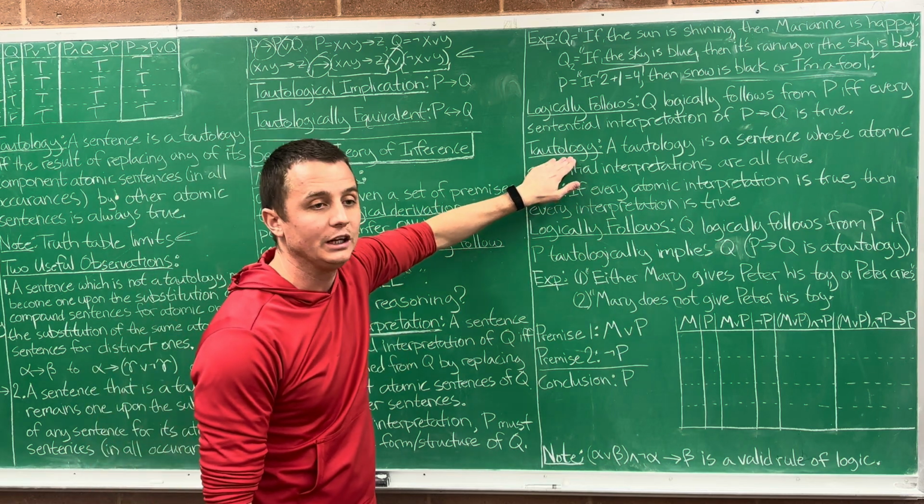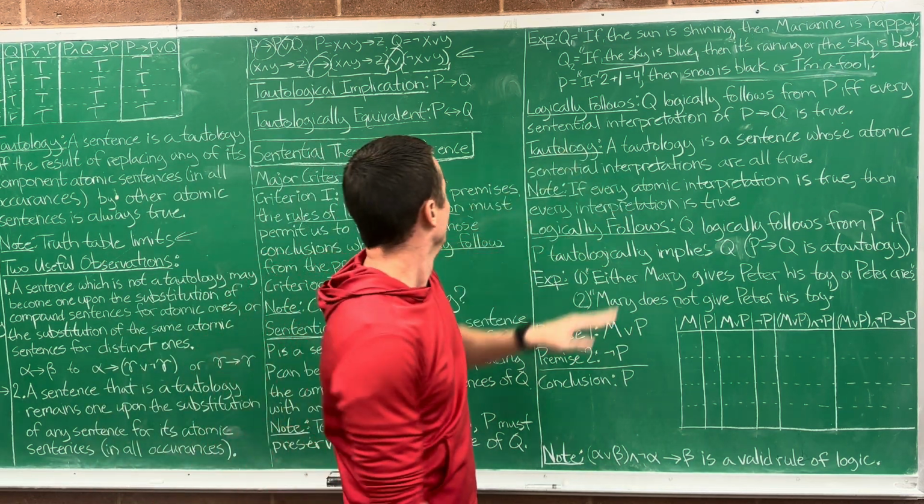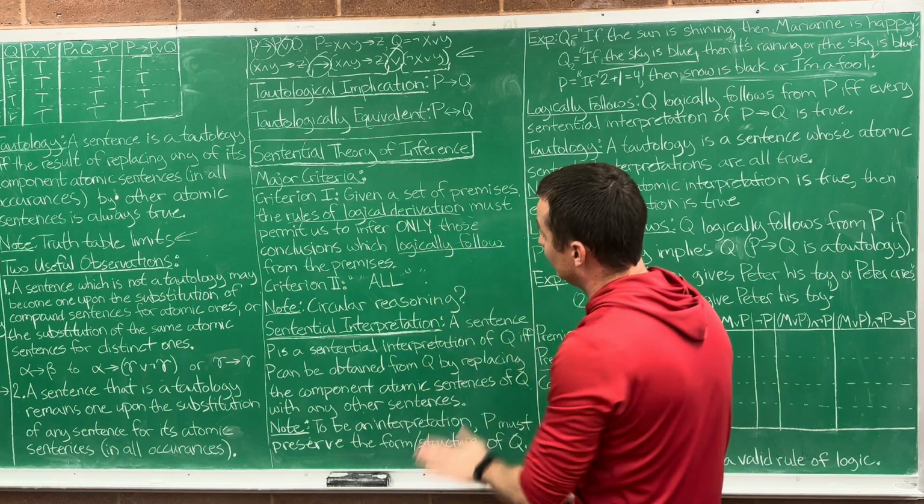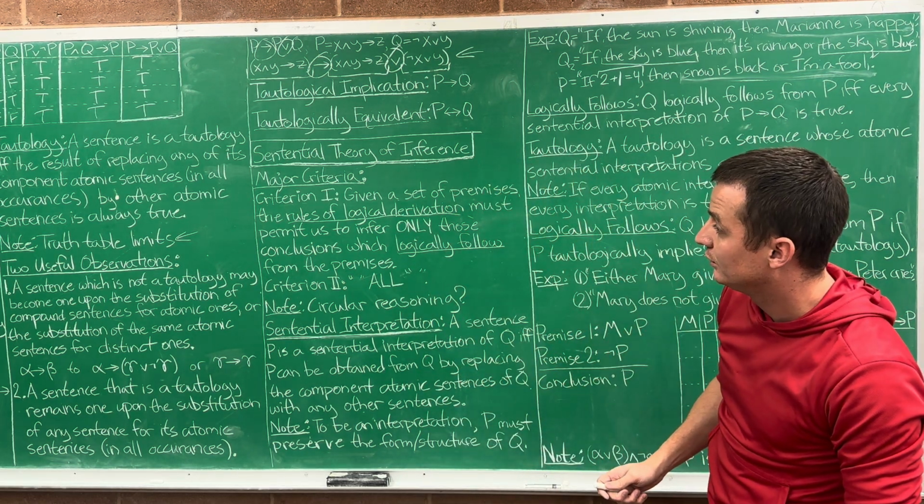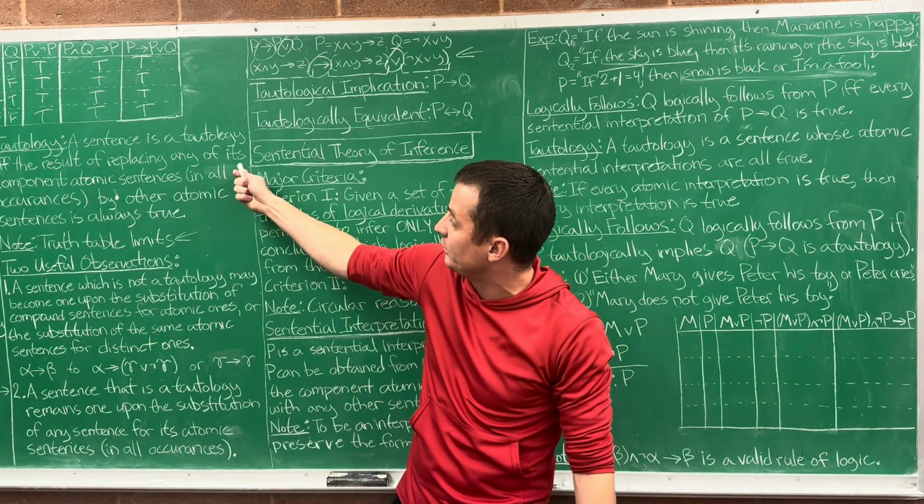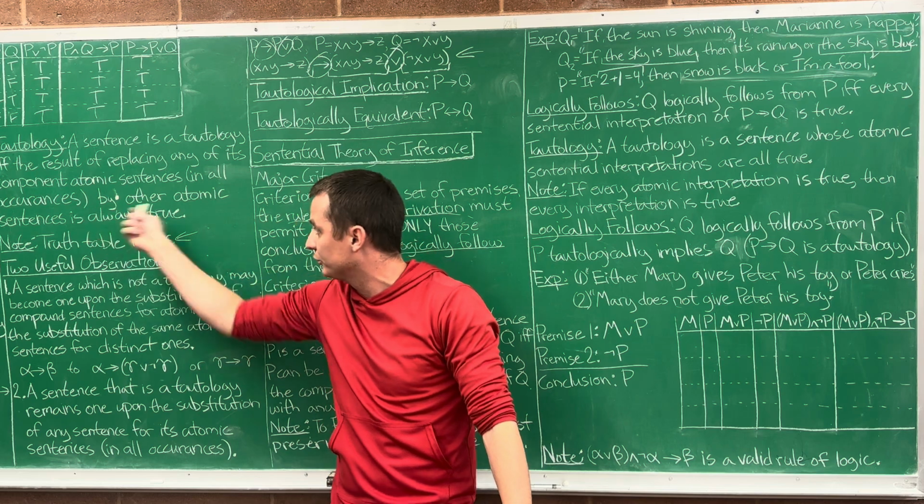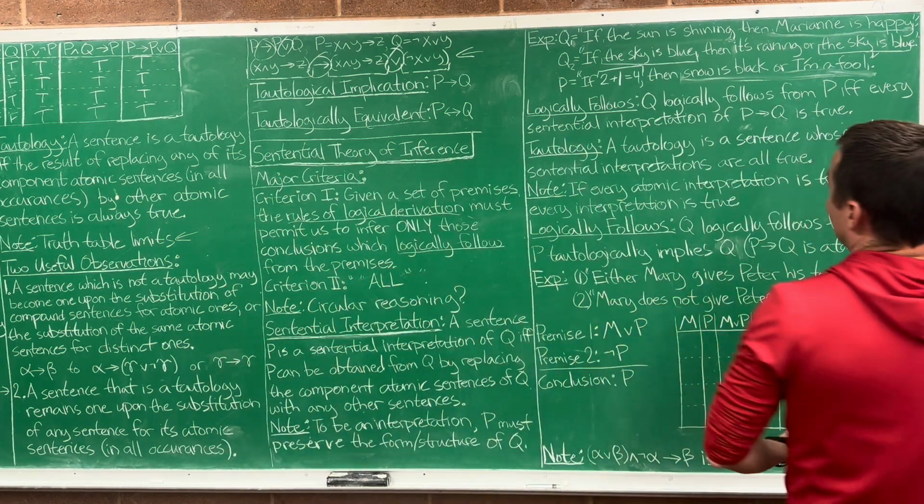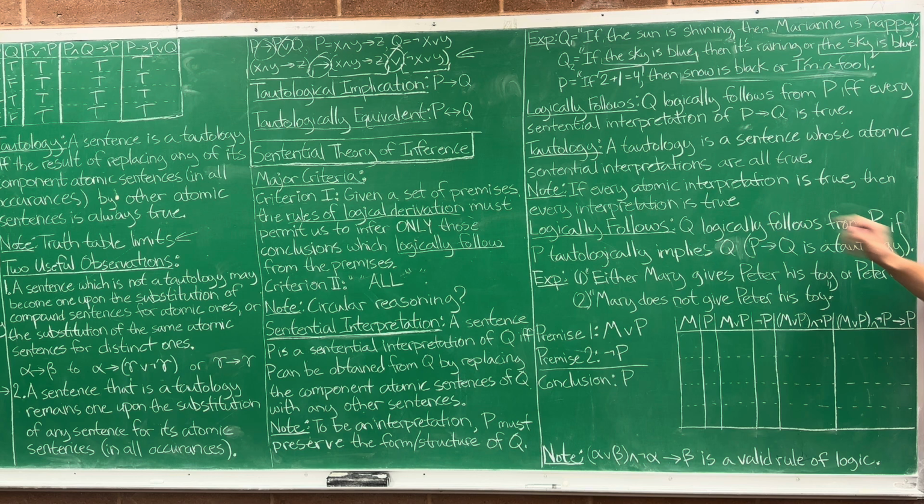So now, a logically equivalent way to state what a tautology is. We had our tautology stated over here, off the board. A sentence is a tautology if and only if the result of replacing any of its component atomic sentences in all occurrences by other atomic sentences is always true. A logically equivalent way of saying the exact same thing: a tautology is a sentence whose atomic sentential interpretations are all true. If no matter how I replace atomic sentences with atomic sentences, it's all true. It's saying the exact same thing, just using this interpretation language now, a sentential interpretation.